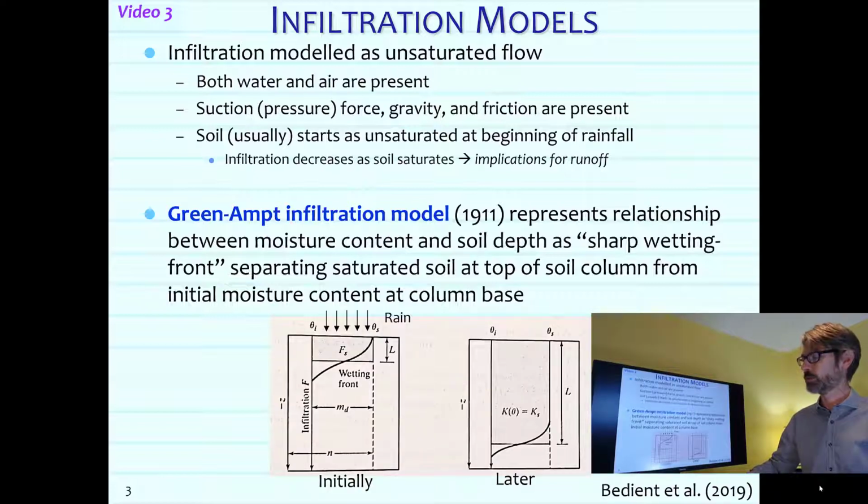To show that diagrammatically, we have here the initial soil column. So this is our soil column here. This is the wetting front, which is assumed to be sharp, a flat line. This is the saturated soil, and this is the unsaturated soil below it. As a storm progresses, that wetting front moves deeper because the soil absorbs more and more water. So here you can see initially, and here much later on, that wetting front has moved down, and this is all saturated soil.